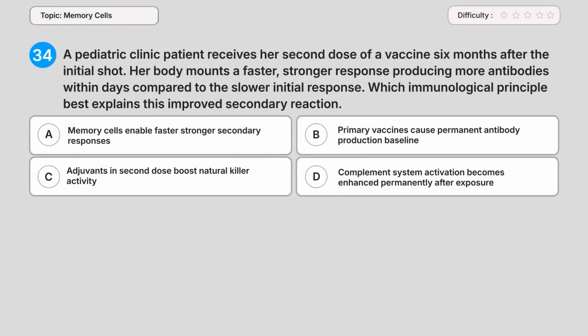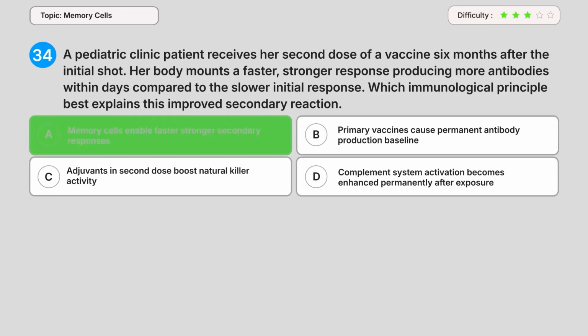Question 34. A pediatric clinic patient receives her second dose of a vaccine 6 months after the initial shot. Her body mounts a faster, stronger response, producing more antibodies within days compared to the slower initial response. Which immunological principle best explains this improved secondary reaction? A. Memory cells enable faster, stronger secondary responses. B. Primary vaccines cause permanent antibody production baseline. C. Adjuvants in second dose boost natural killer activity. D. Complement system activation becomes enhanced permanently after exposure.